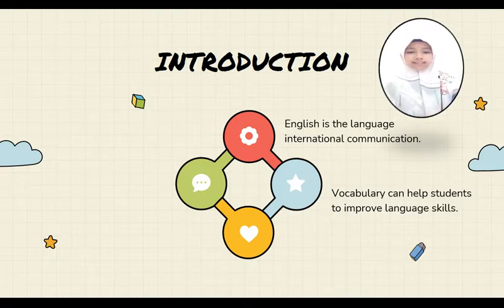Learning English also has 3 element parts. They are pronunciation, grammar, and also vocabulary. Vocabulary is the part of language that can support all of knowledge about the definition and applying words in a language. So, vocabulary can help students to improve language skill.